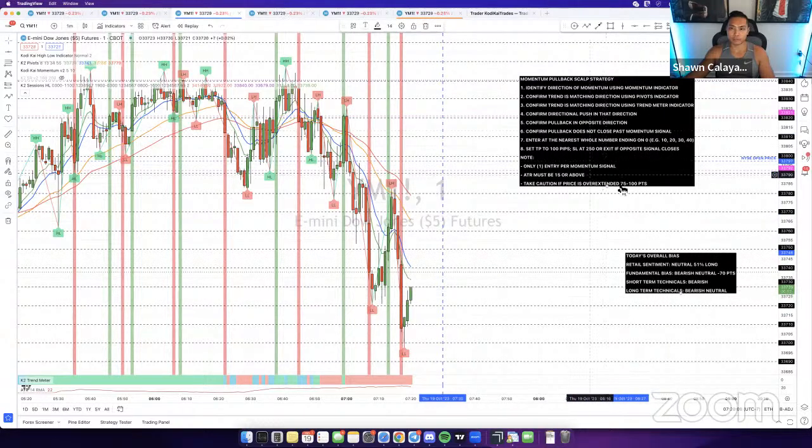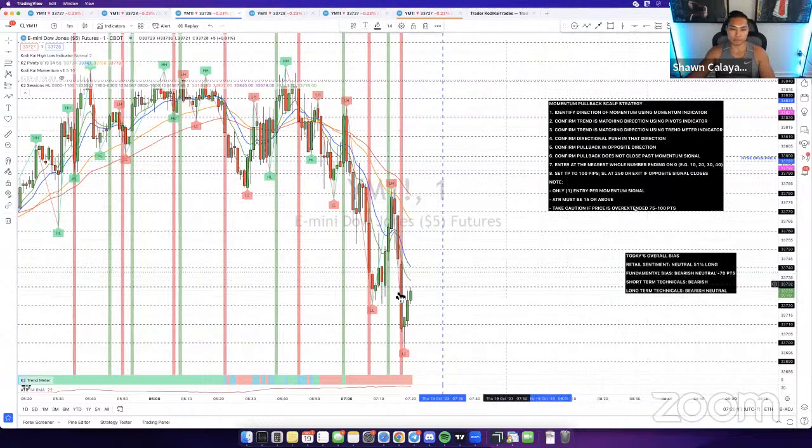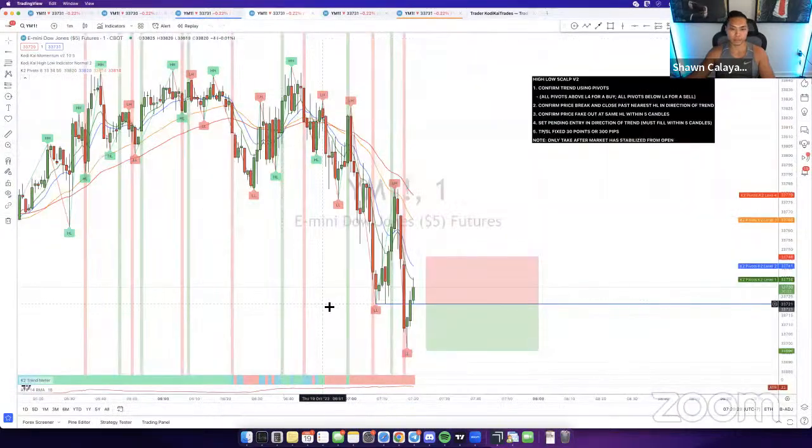Looking over here at the momentum pullback scalp, again, we're looking for the same thing. We have a sell signal here. We need price to come back down. So we have price coming down, coming up, continuation down, retracement, and drop further from there. So until price comes back down, there's not going to be any opportunity for entry.